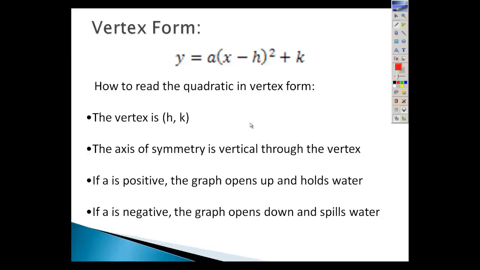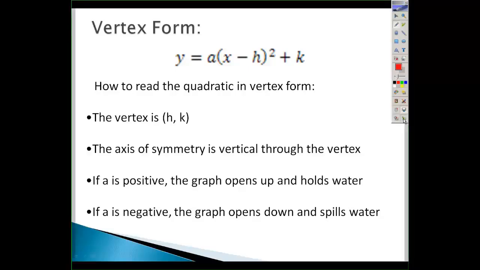Once again, just like yesterday, the axis of symmetry will be exactly through the vertex, so that's not going to change. Also, the same rules apply to a. If it's positive, it will open to the top and it will hold water. If it's negative, it'll open downwards and it'll spill water. In this case, we would have a minimum because the vertex is the lowest point. In this case, a maximum.